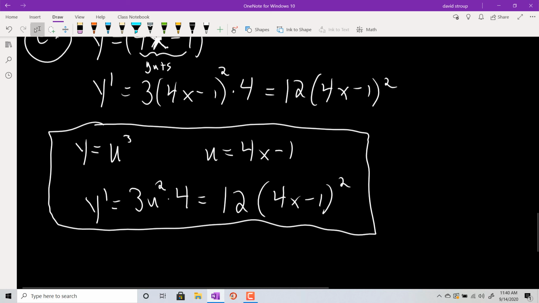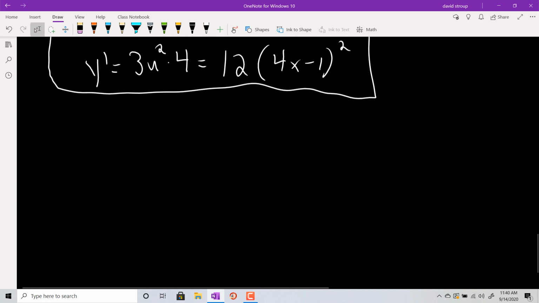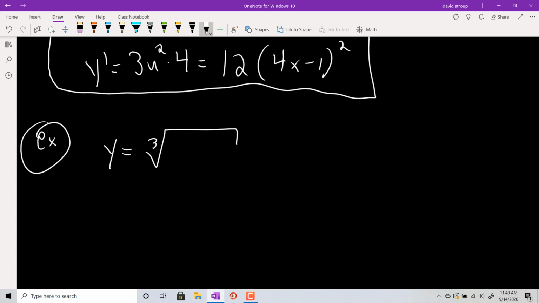So for the easy ones, I advise you to just take the derivative of the outer part times the derivative of the guts. Okay, let's see another one like that. So y equals the cube root of 6x squared plus 1. You may want to rewrite it if you don't notice it. It's a power rule type deal.